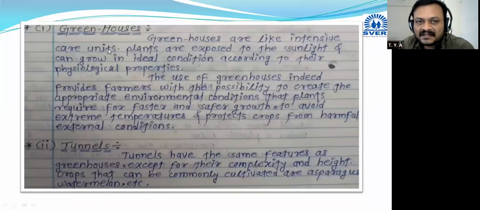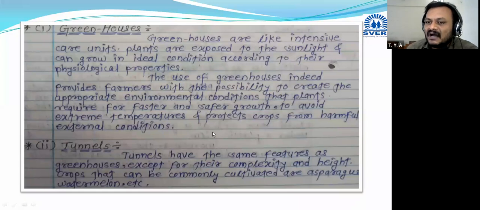Now these are the greenhouses. The first application is the greenhouses. Now what is the greenhouse? Greenhouse is, you can say, the intensive care units. Means whichever plants are there, those plants are exposed to the sunlight and the ideal conditions for them.